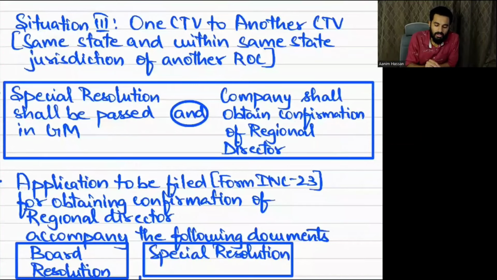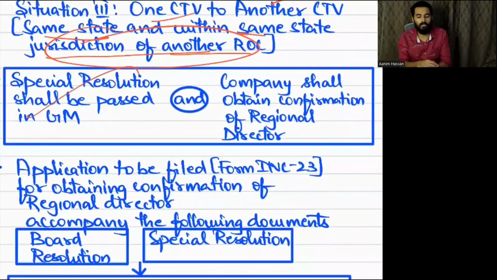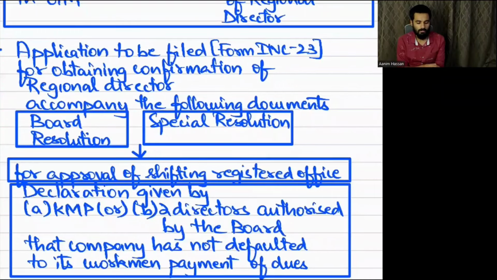Now, situation 3. Same state, and the jurisdiction is of another ROC, from one city, town, village to another city, town, village. Different ROC. In that case, what to do? Of course, a special resolution is to be passed, and you have to obtain the confirmation of the regional director. For obtaining the confirmation of regional director, what you have to do? You have to make an application in form INC 23, and along with the application, you have to give some documents.